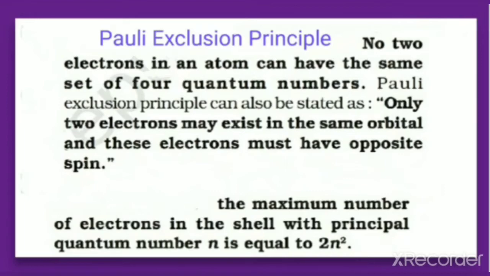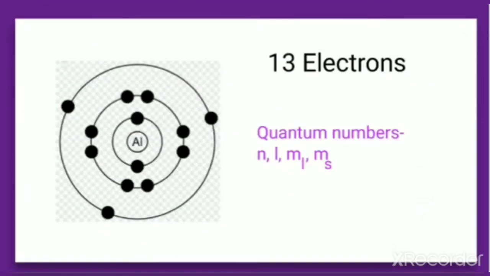Let us take one example for the explanation of this point. For example, an aluminium atom has 13 electrons, which are shown here for the aluminium atom. The quantum numbers are the principal quantum number represented by N, azimuthal quantum number, magnetic quantum number, and spin quantum number. So each electron will have certain values of N, L, ML, and MS.